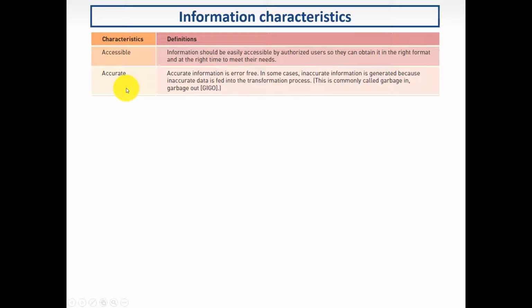Of course, it has to be accurate, error-free. In some cases, inaccurate information is generated because inaccurate data is fed. This is what is known as garbage in, garbage out. I think you have heard about that. Very common in business, very common in supply chain. One particular example comes to my mind at this moment, inventory records. On-hand inventory records. How many items of a specific SKU, a part number, do we have in our warehouse?